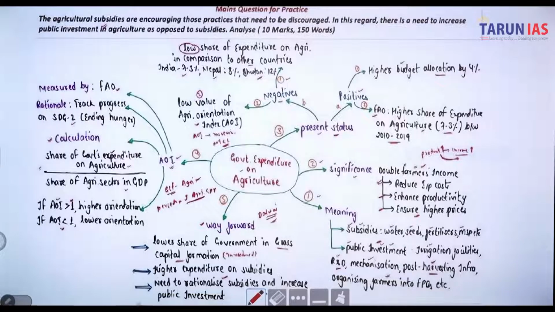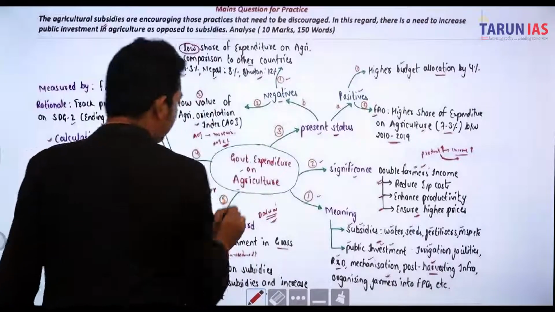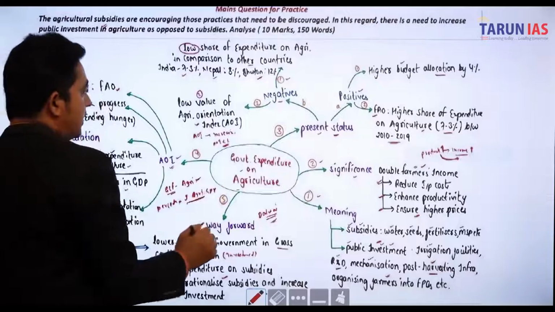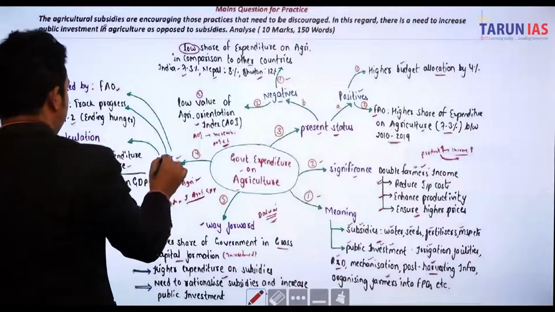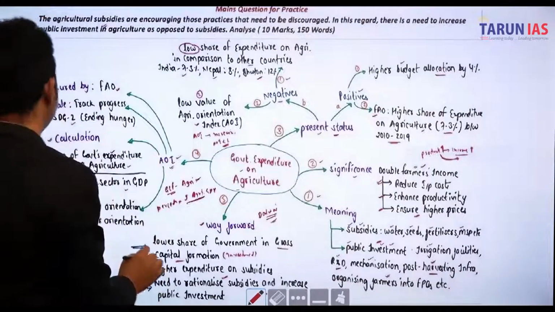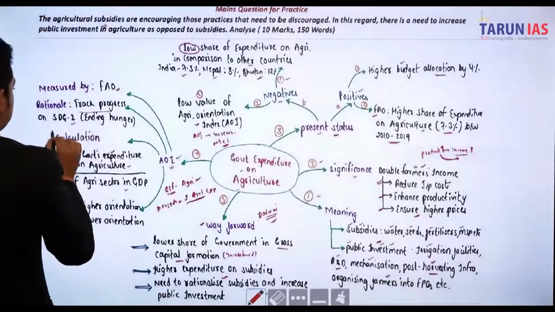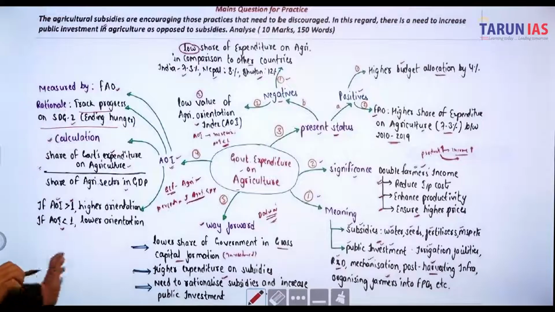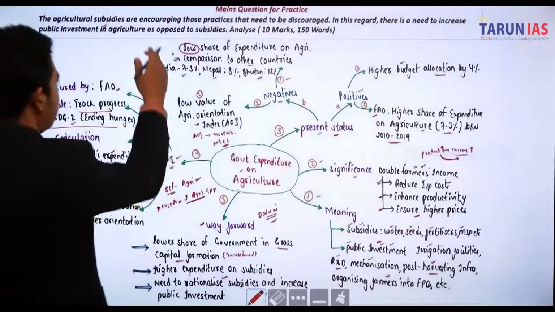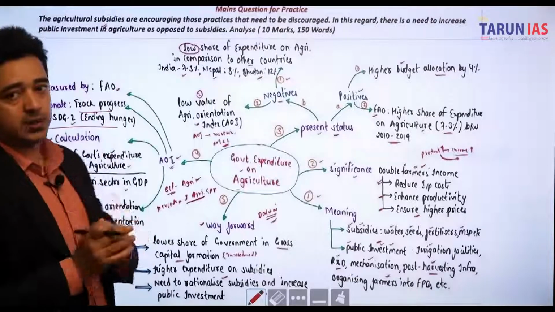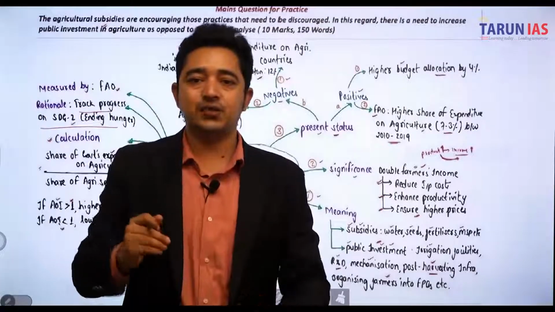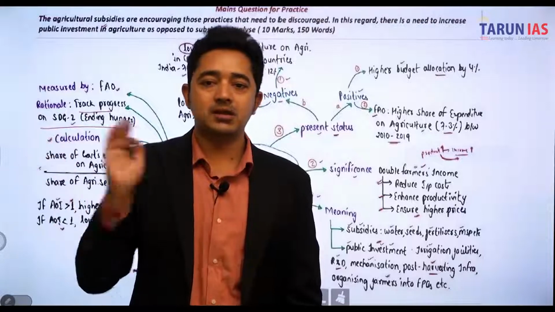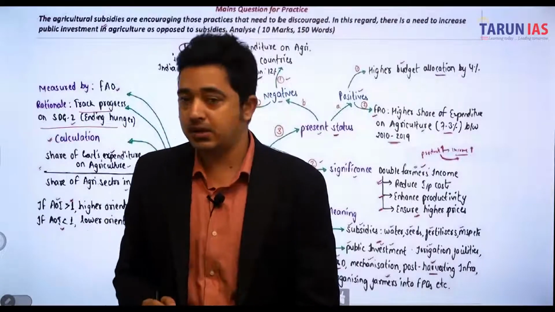So we can see it here: government spending on agriculture. We can start from the intro portion. We can say what the AOI is, as measured by FAO, and the rationale and progress of SDG 2, ending hunger. In short, this is what I was trying to tell you, such kind of notes. Once you read all the passages, make very short and crisp notes so that we can easily revise them at the time of mains examination and prelims examination, right?